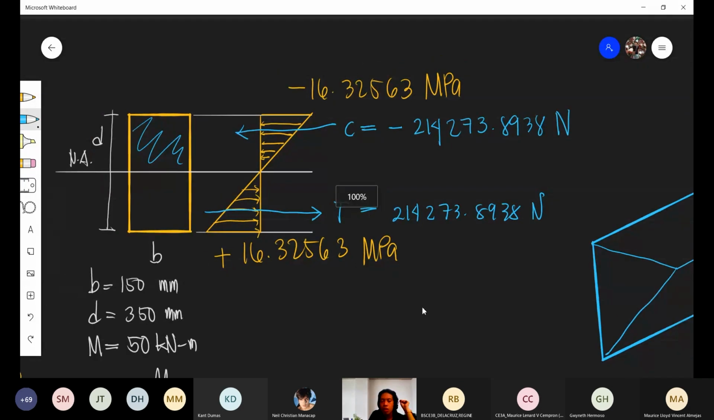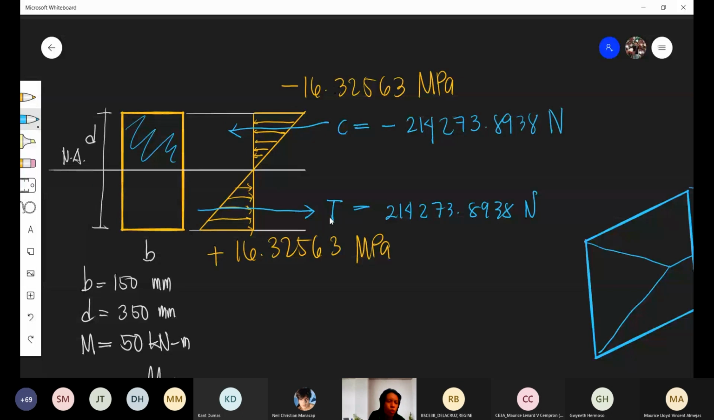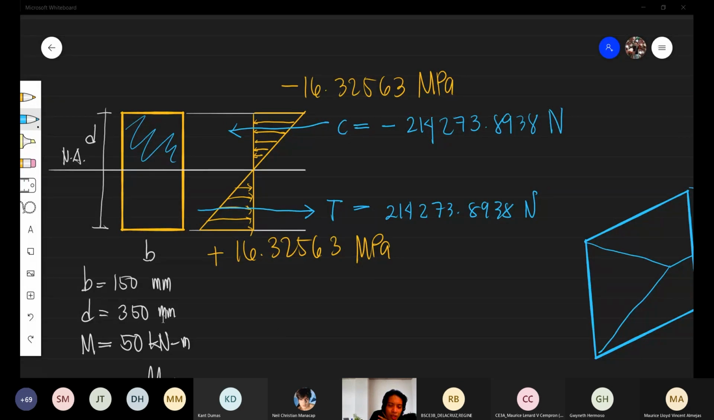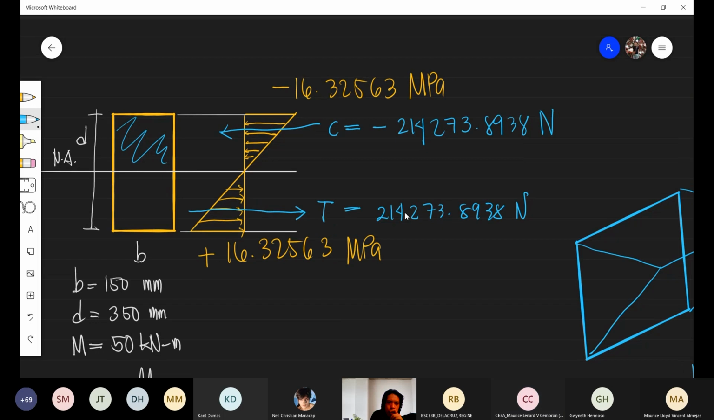Internal stress resultants. Ano to? Nakalimutan ko ang term. Analysis of external reaction and internal stress resultants. Can you still hear me? Yes, sir. Okay. Nice. So this is the internal stress resultant.